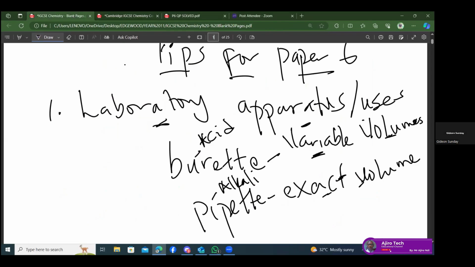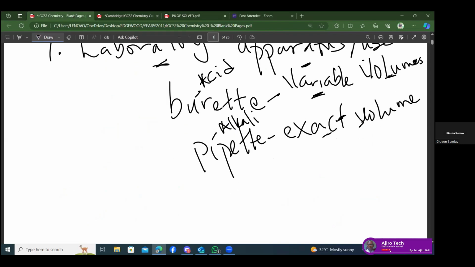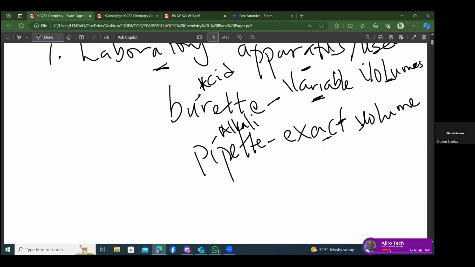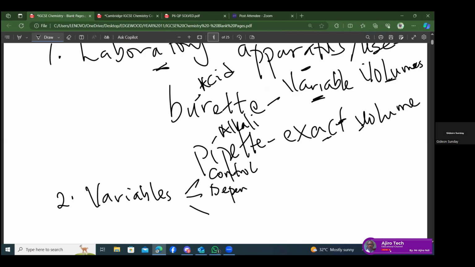Okay, so I'm going to go to the second tip, to help you. I'm going to title it tip number 2. Tip number 2 is to look at the various variables, and how to make use of them. Remember we talked about 3 kinds of variables. We have the control variables, the dependent variable, and the independent variable.